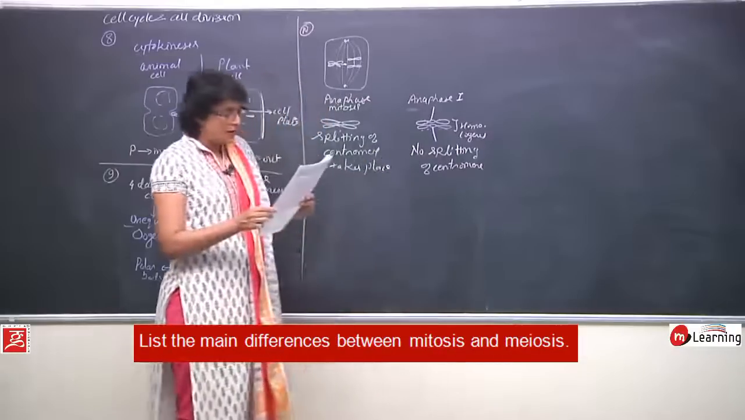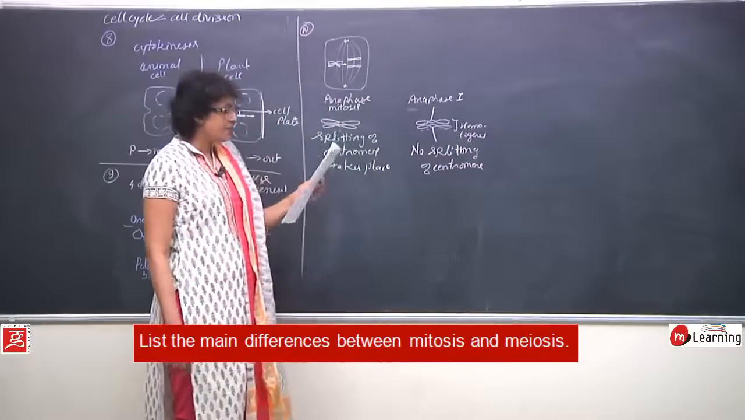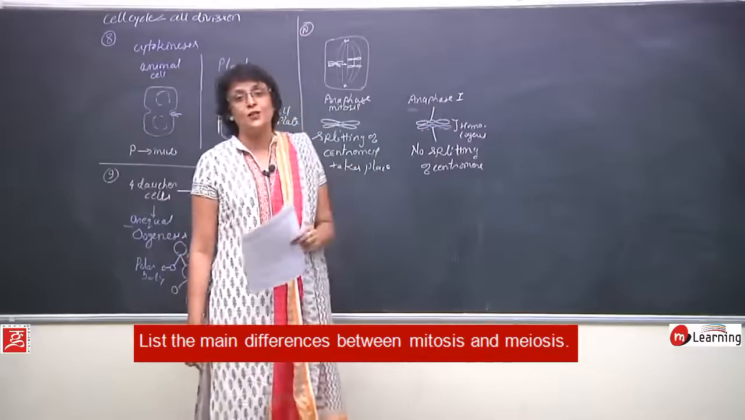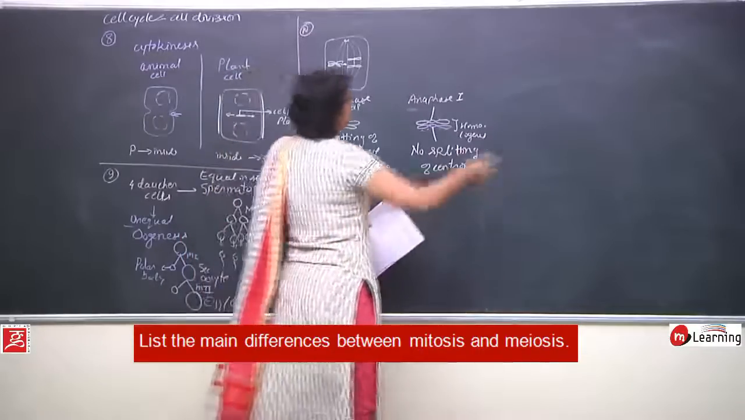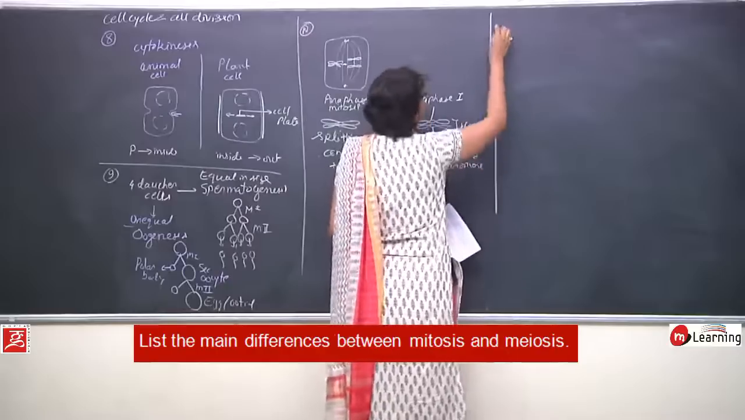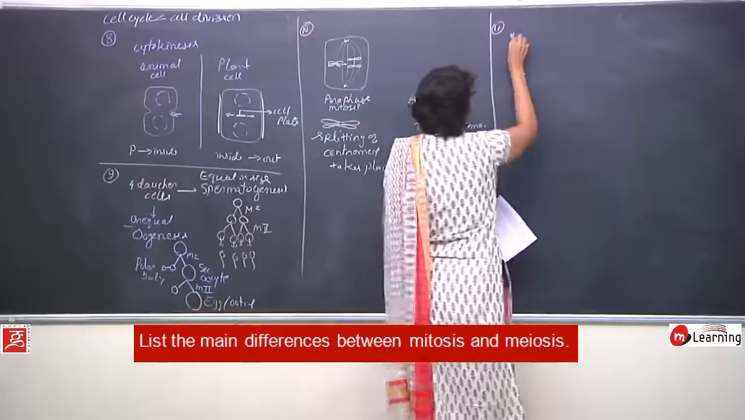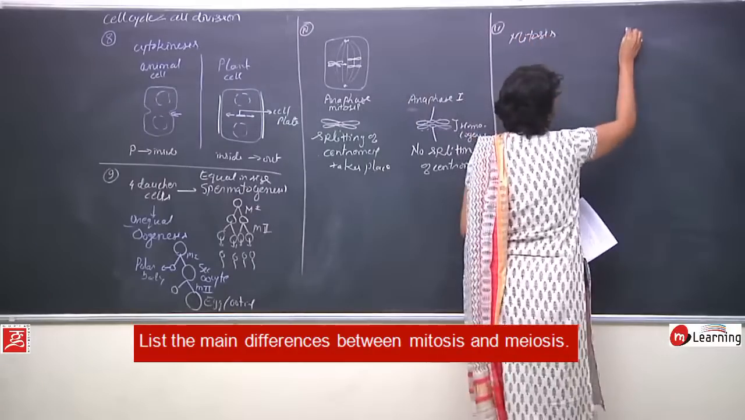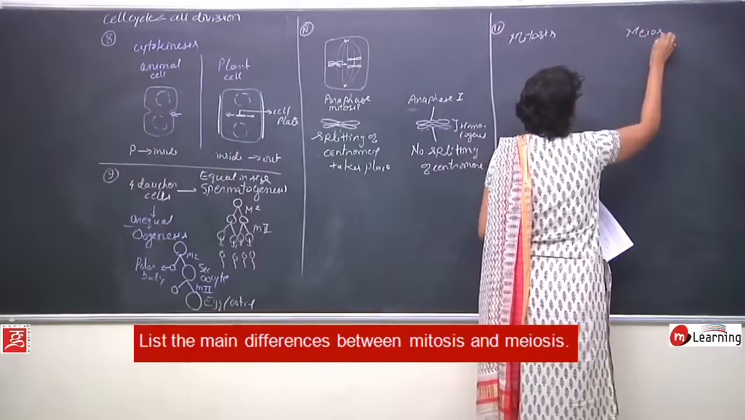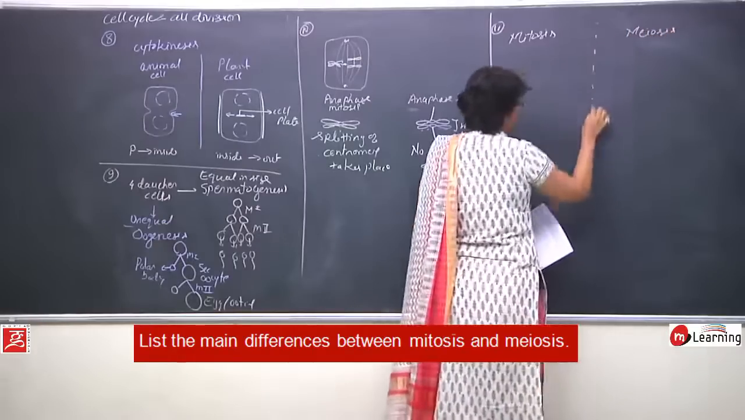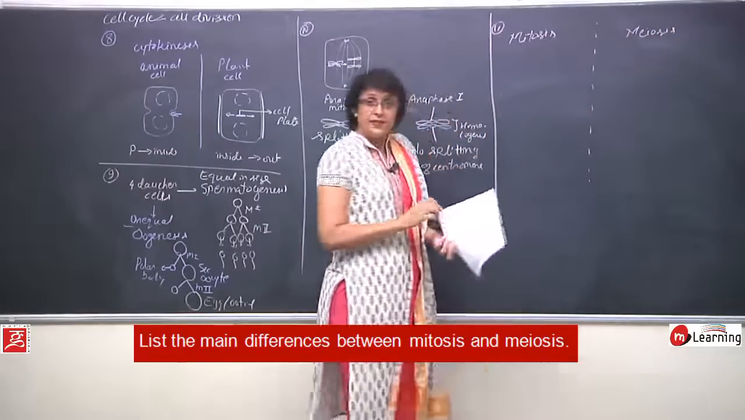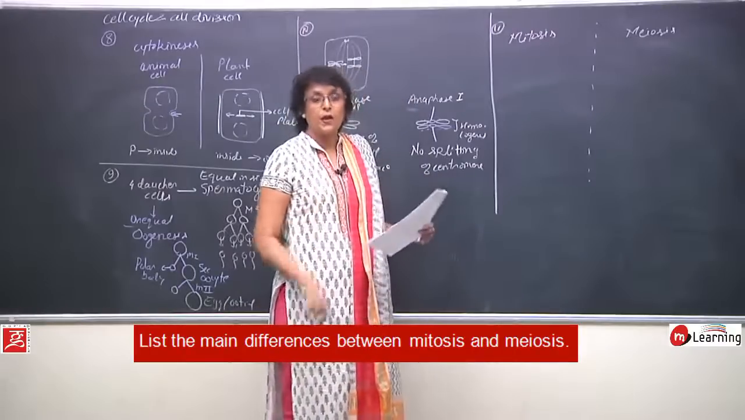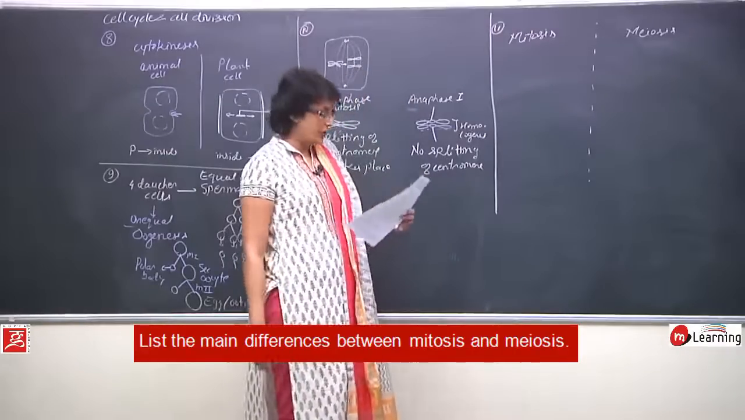Question number 11. Question number 11 is: list the main differences between mitosis and meiosis. So let us take question number 11. Mitosis and meiosis. We have done this in detail. So now what all differences are we able to recollect or rethink?